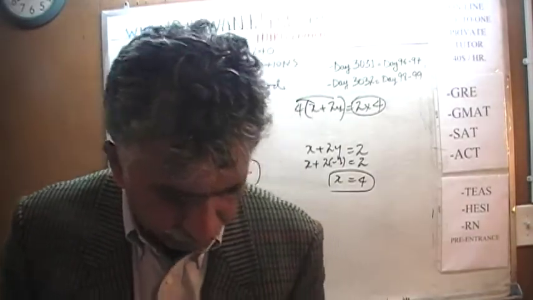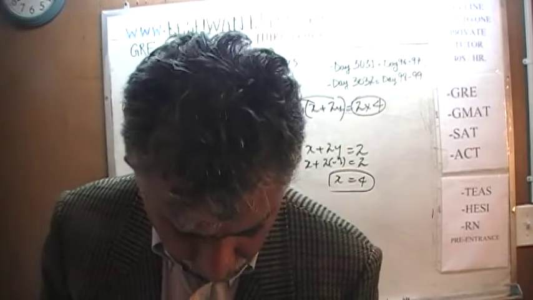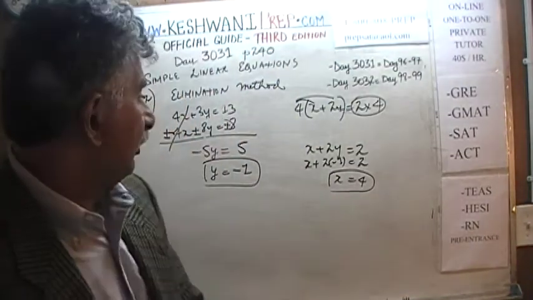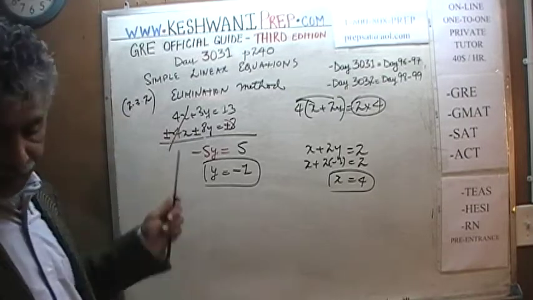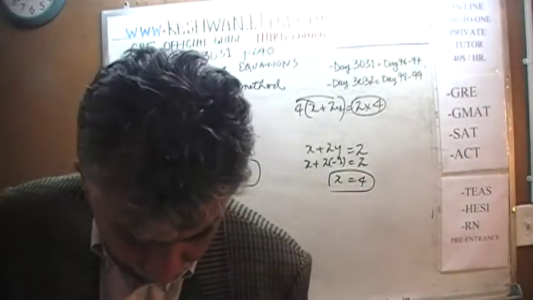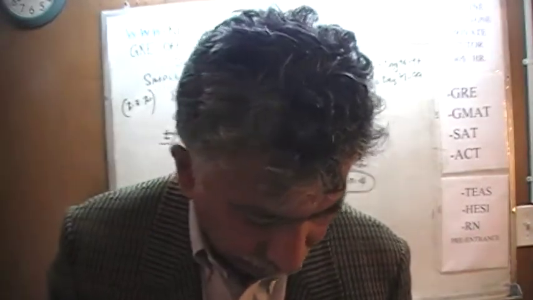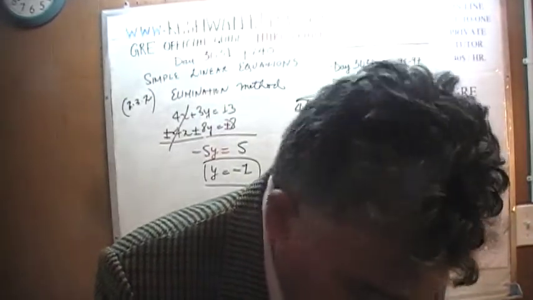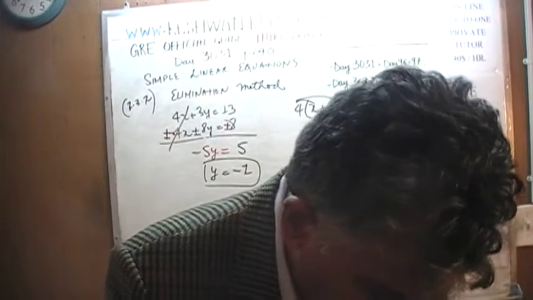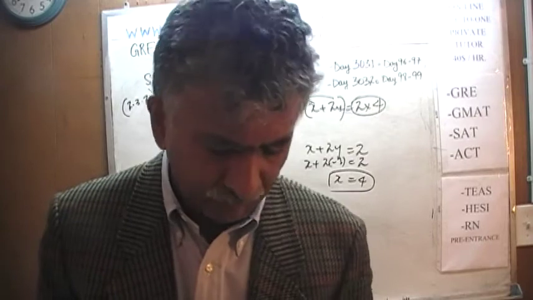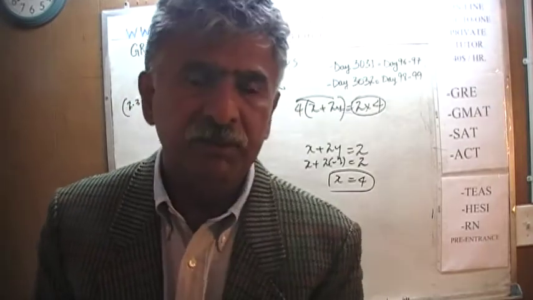We could very easily go to the next page and start doing, and so this is the elimination method because we just eliminated one variable. We could very well go to the next page and start solving the problems there, page number 242, but I don't think it's a good idea because it's a different topic. It's a quadratic equation. Let's keep the quadratic equation separate from these linear equations.